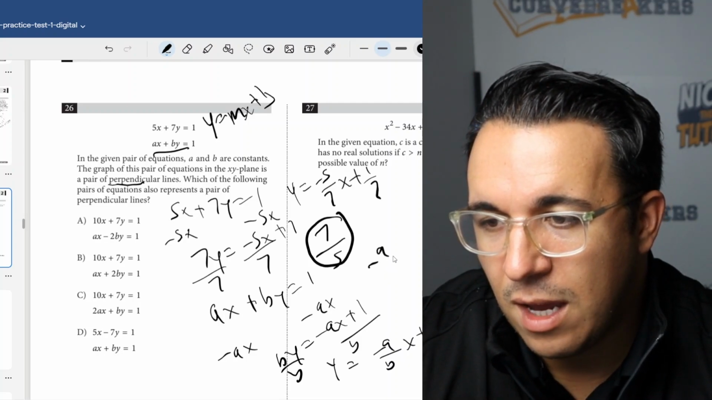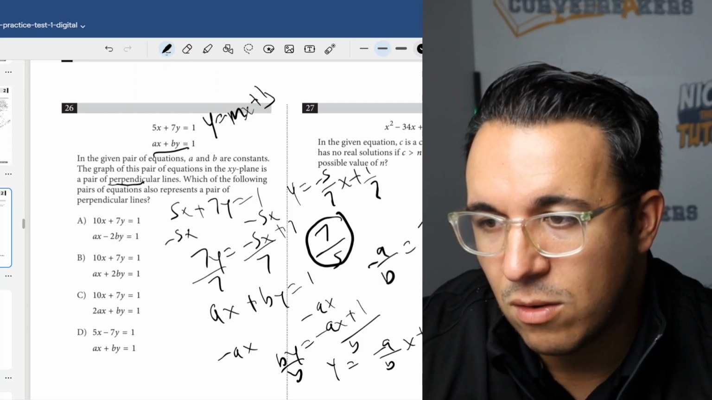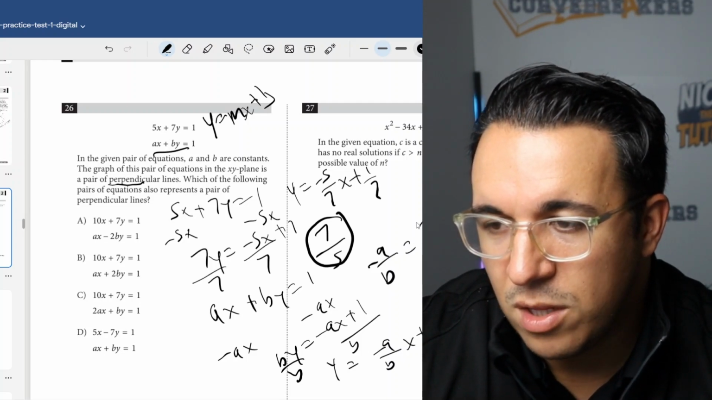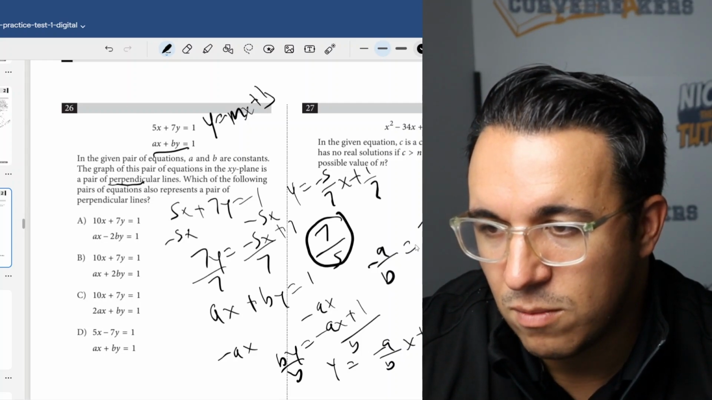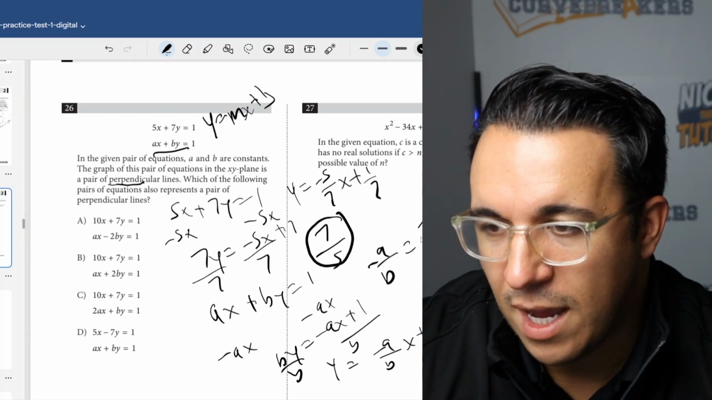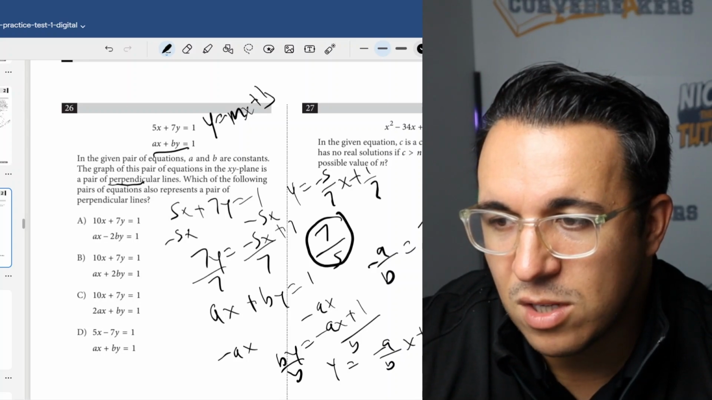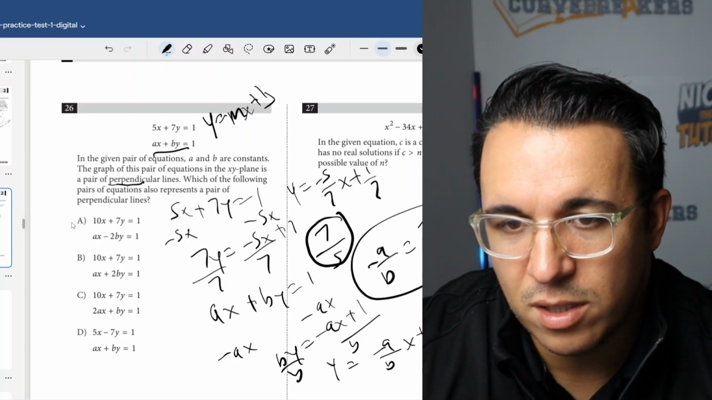So negative a over b equals 7 over 5, right? So one of these is going to have to be negative in order for this to make sense. We'd have here a negative 7, because negative a would be positive 7. So we're looking for something like this. So let's go into choice A.